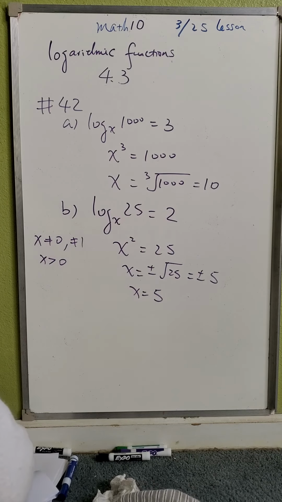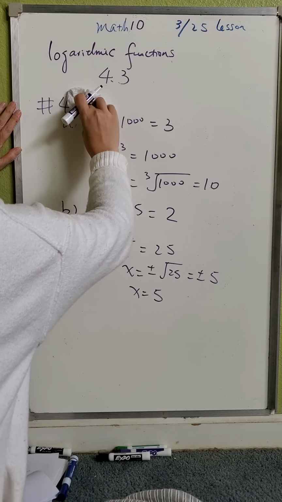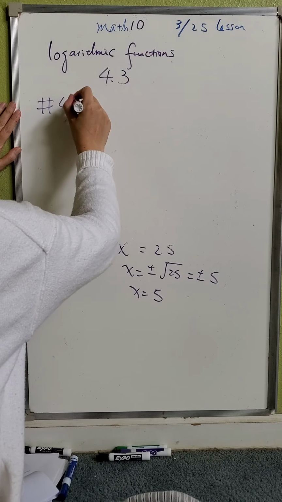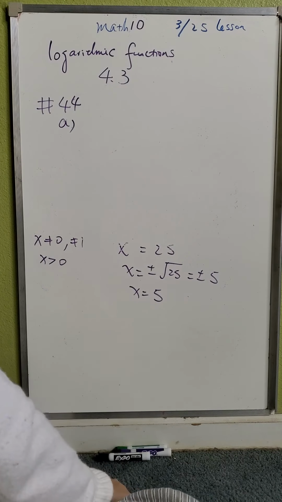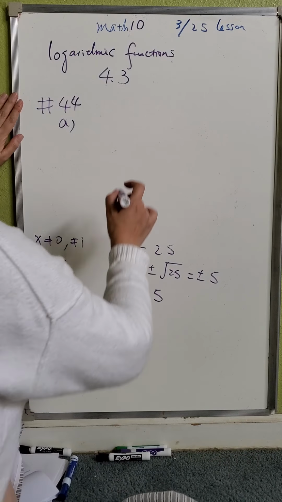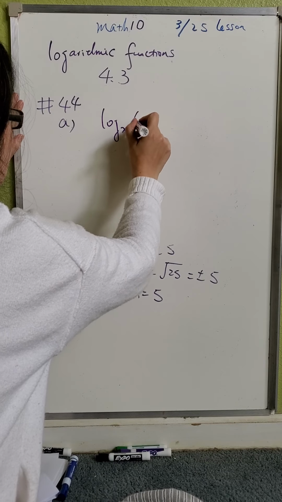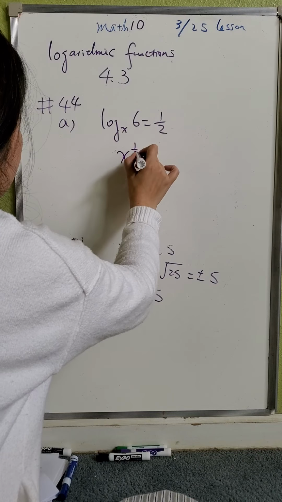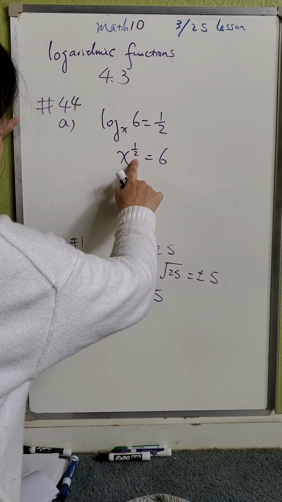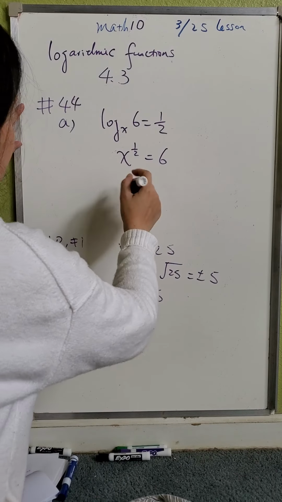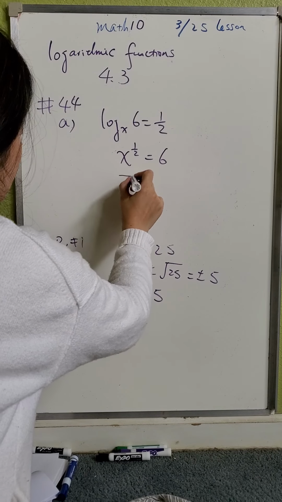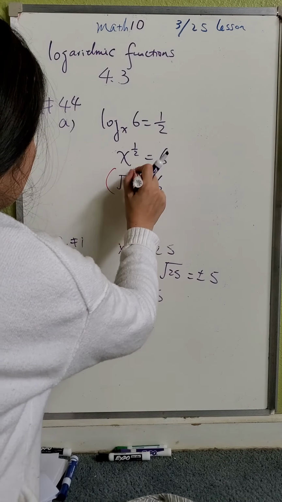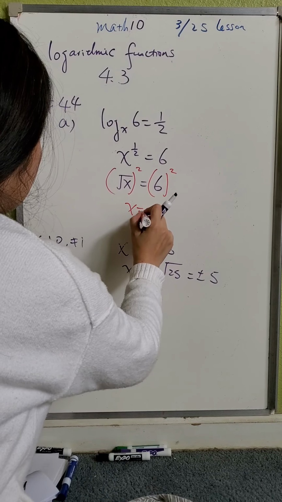And the last part is number 44. Part A, log base x of 6 equal 1/2. Okay, so we do the same thing. We say x to the 1/2 equal to 6. Now you need to take away the 2 here. So this is the same as square root of x equals 6. Okay, you can look at it like that. And then you just square both sides. Then your x just equals 36.